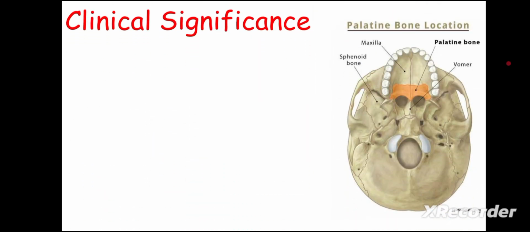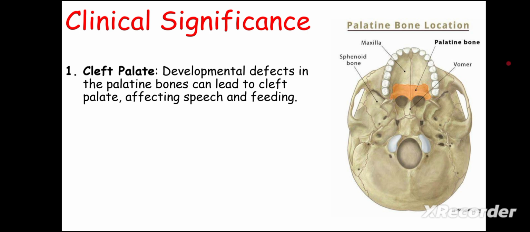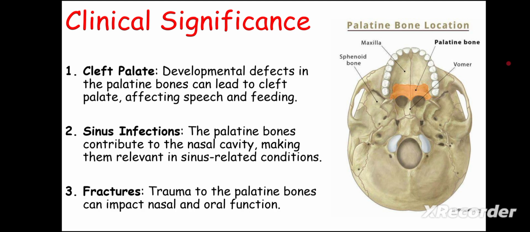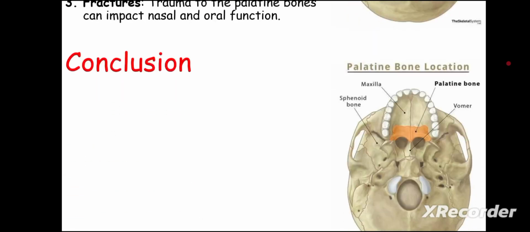Now let's talk about the clinical significance. First clinical significance is cleft palate. That is a developmental defect in the palatine bone and can lead to the cleft palate, affecting speech and feeding of the child. The second clinical significance is sinus infection. The palatine bone contributes to nasal cavity, making it relevant in sinus-related conditions. The next significance is fracture, as trauma to palatine bone can impact nasal and oral function.